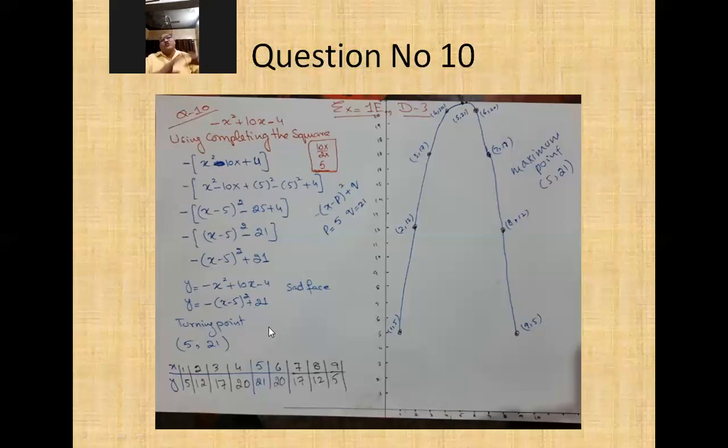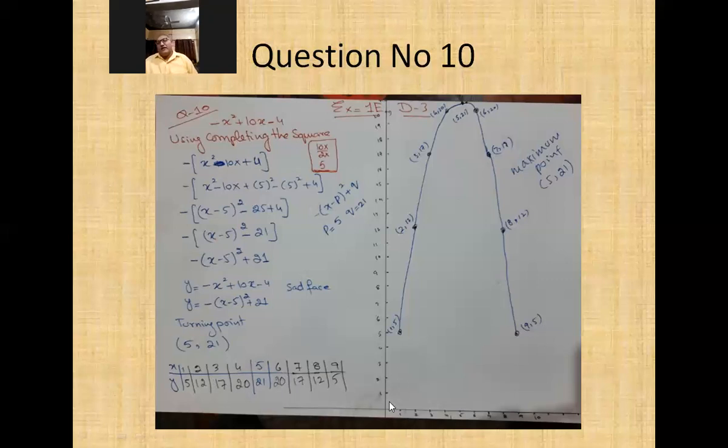So my dear students, once you know the turning point, you write it in the table. This is the turning point, and you can see (5, 21). Once you know the turning point, you take 3 points before it and 3 points after it, and you put those x values into the original equation and find the y values. I substituted x as 4, 3, 2, 1, 6, 7, 8, 9, and found the values of y. You can see I've written them here.